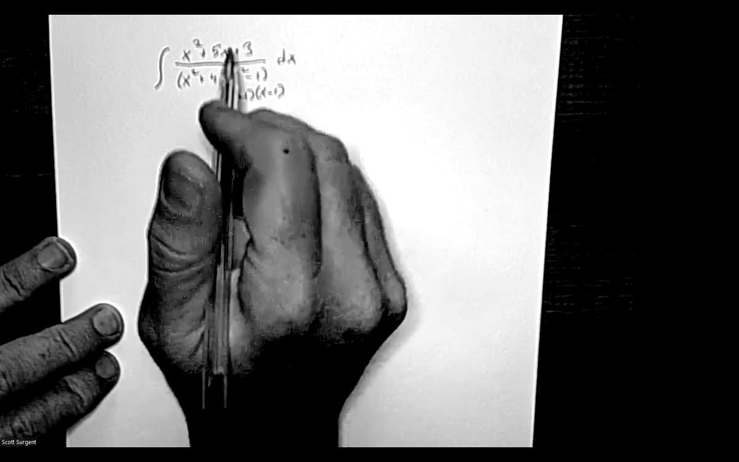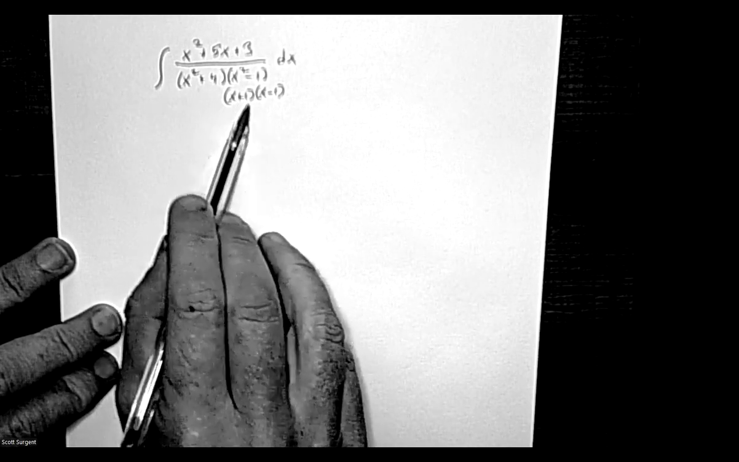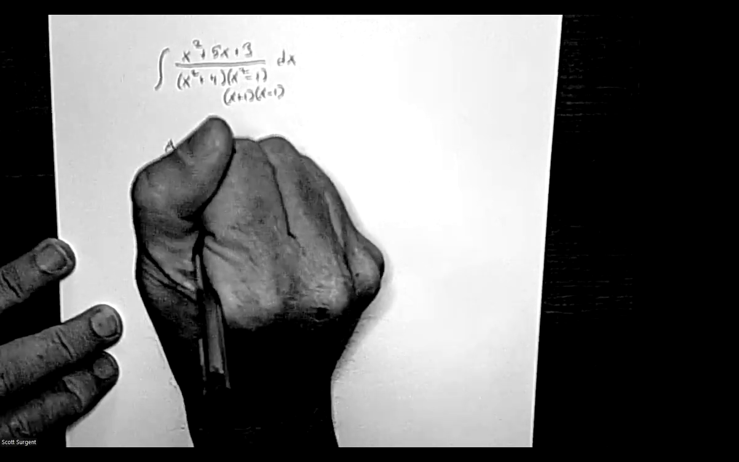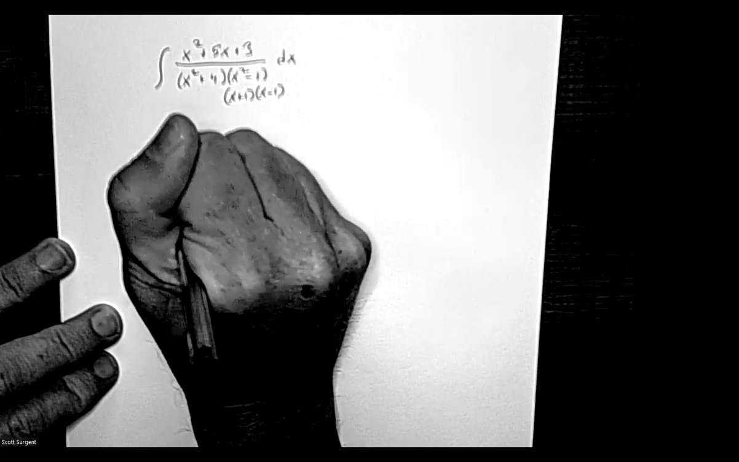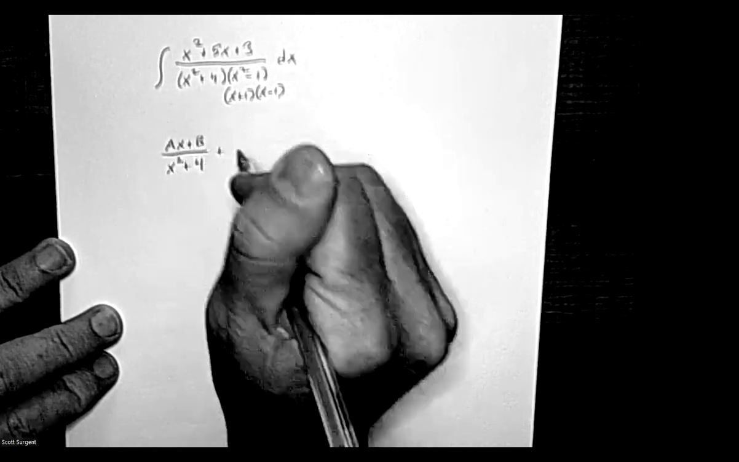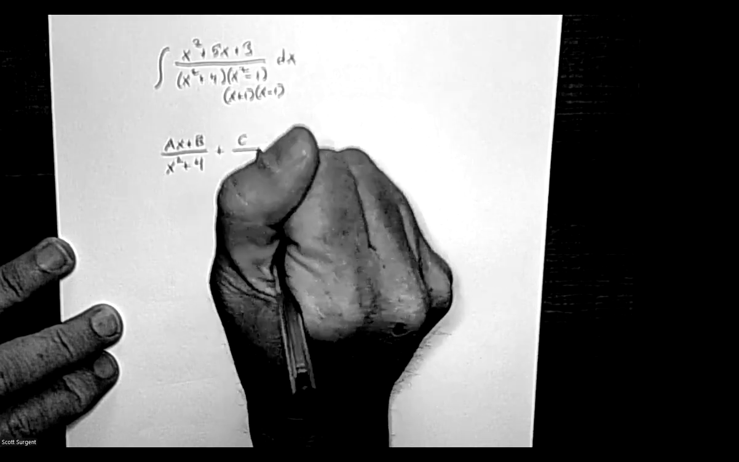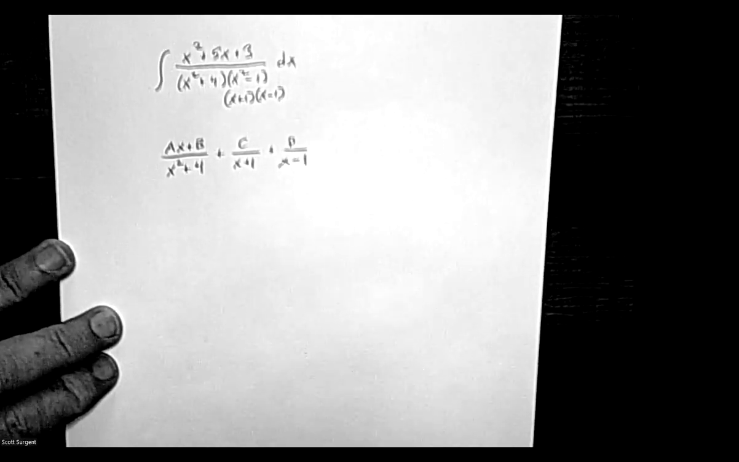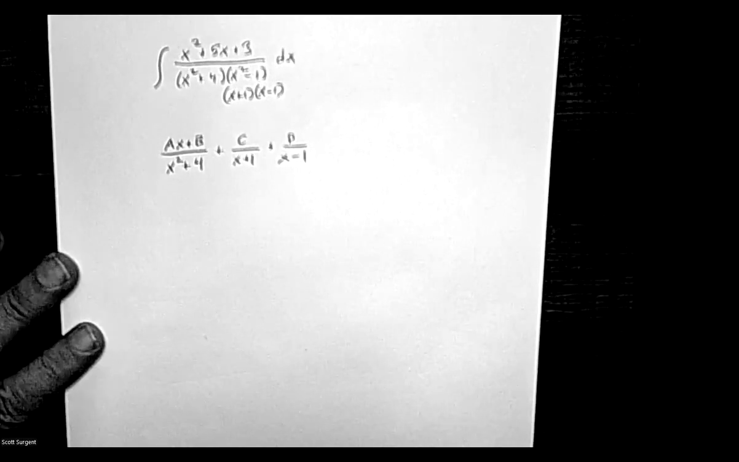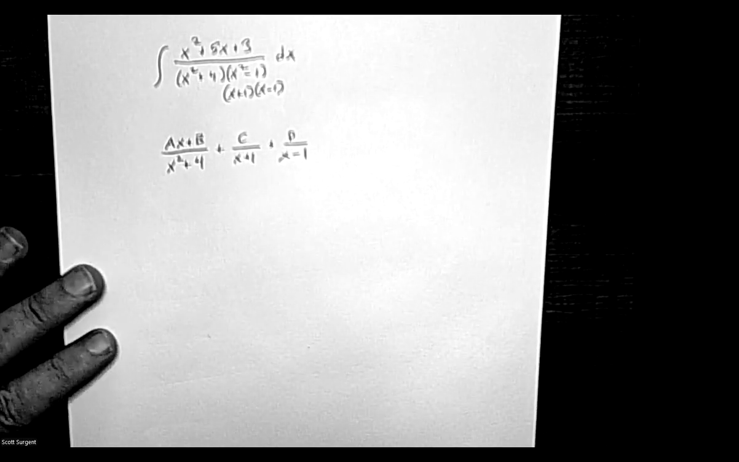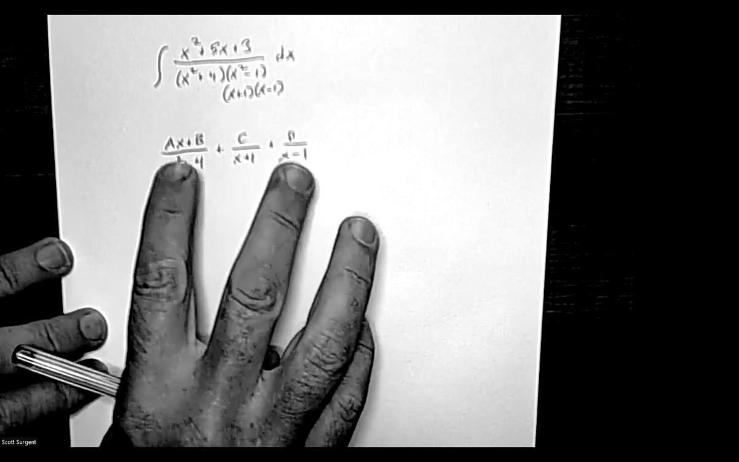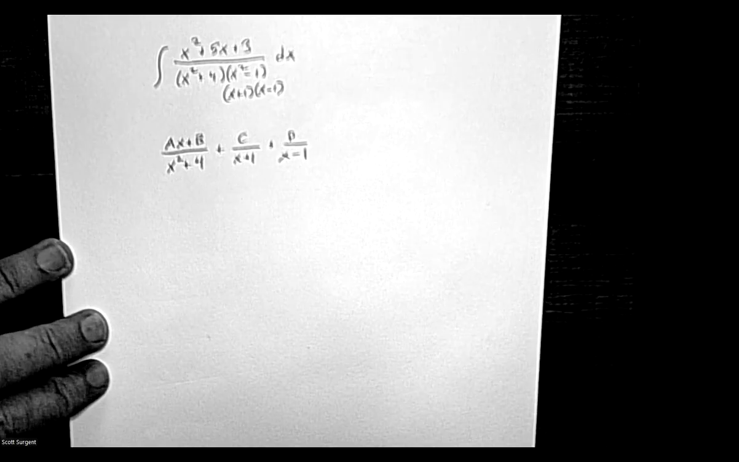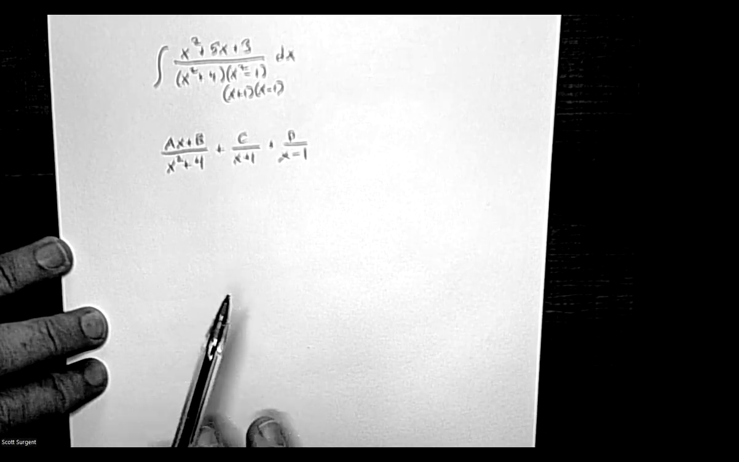So I've got an irreducible quadratic and two linears. The irreducible quadratic gets a numerator that's a degree 1 less, so ax plus b. Each of the linears gets simply a constant. In fact, looking ahead, I'm going to show you how you can use Desmos matrix to help us solve this. So that's what the partial fraction decomposition looks like.